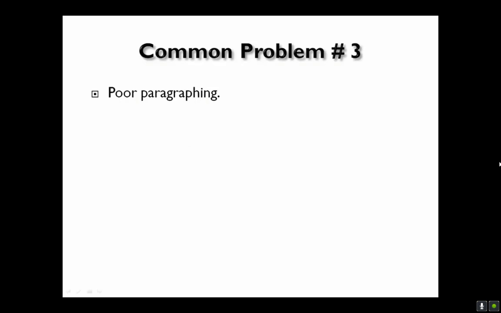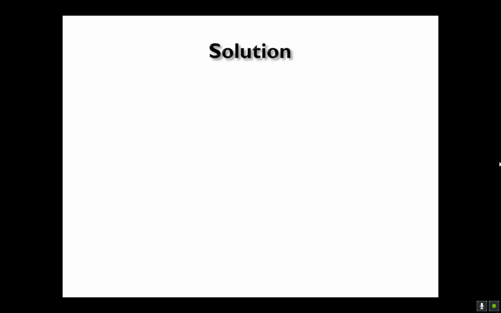Third problem is poor paragraphing. You wouldn't believe the amount of essays that I get, and it just looks like one big block of writing. There are no spaces, no indents, and it's impossible to tell where one paragraph finishes and where the next paragraph starts. And the solution to this problem is to use the structure that I taught you in the previous module, and just very simple, skip a line. Skip 1 line, skip 2 lines in between the paragraphs.